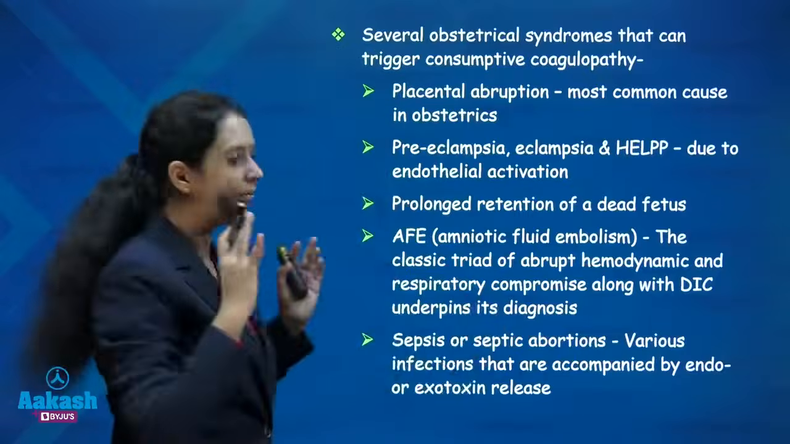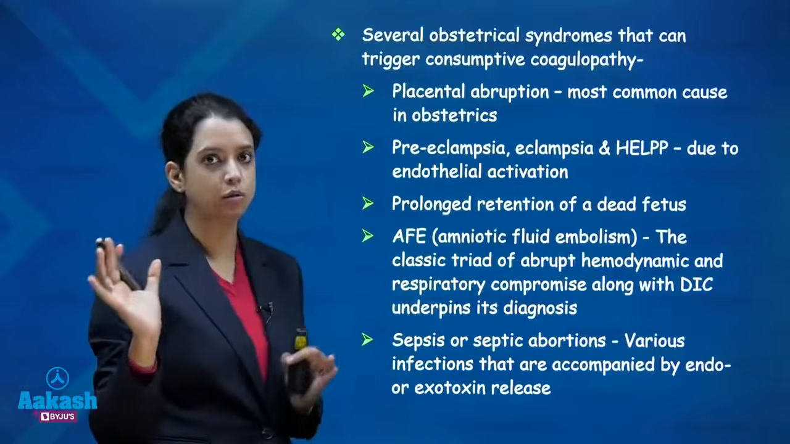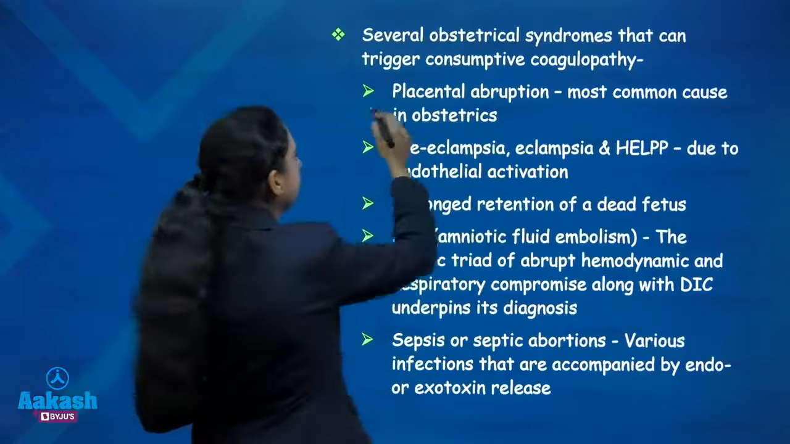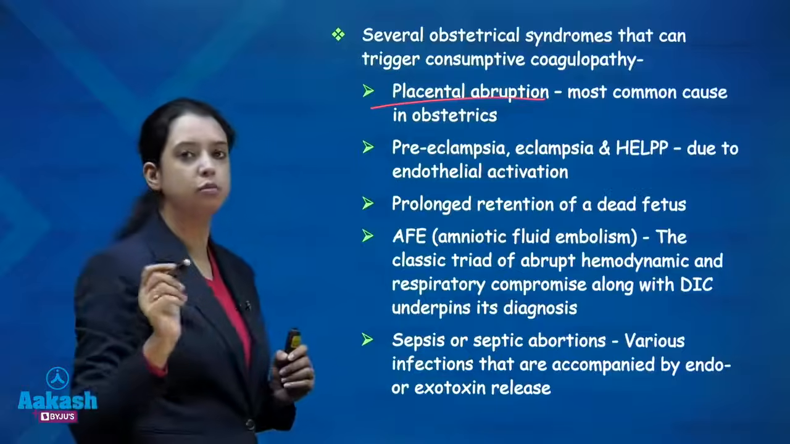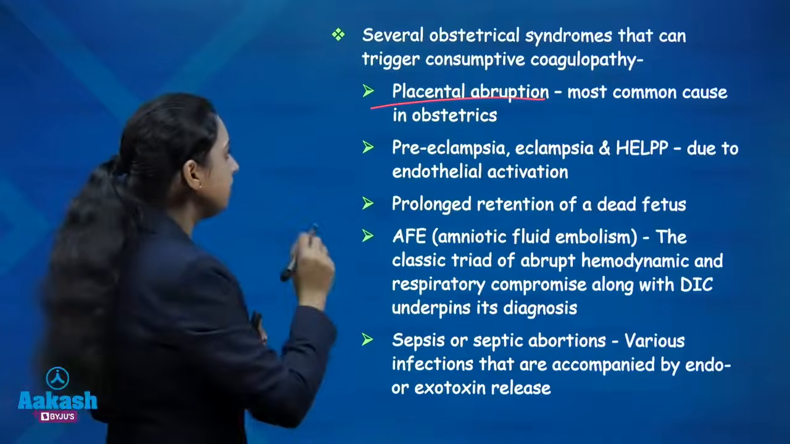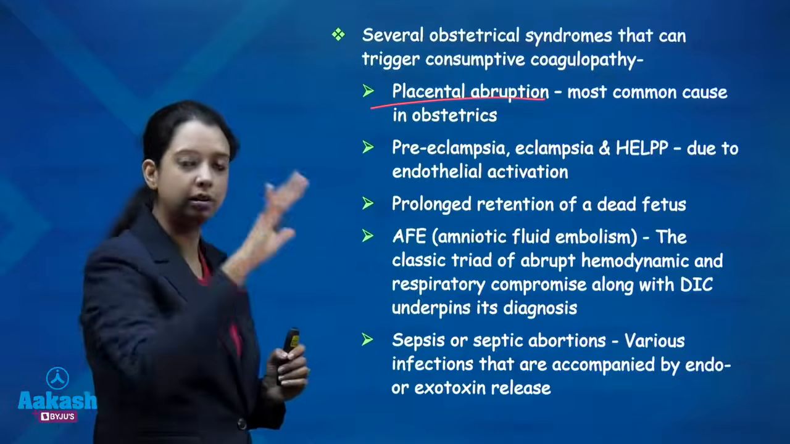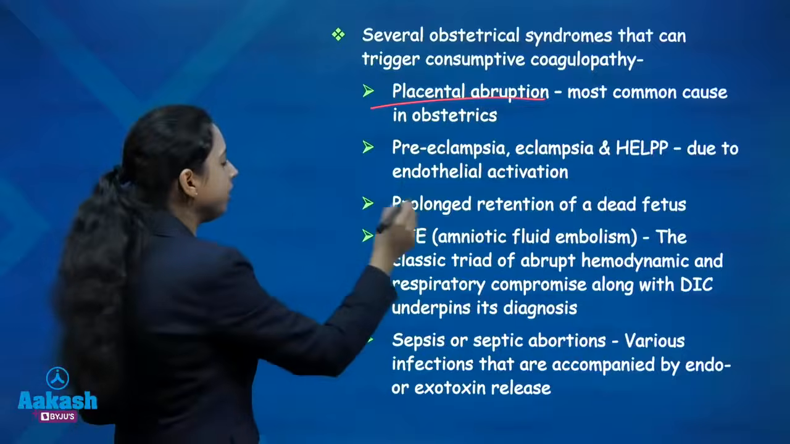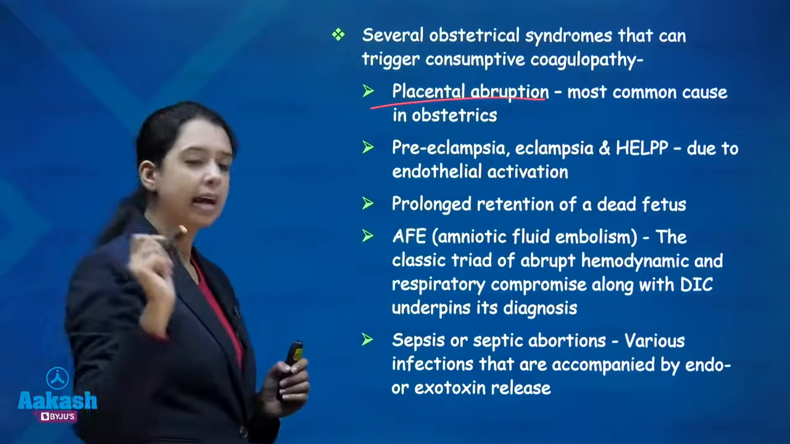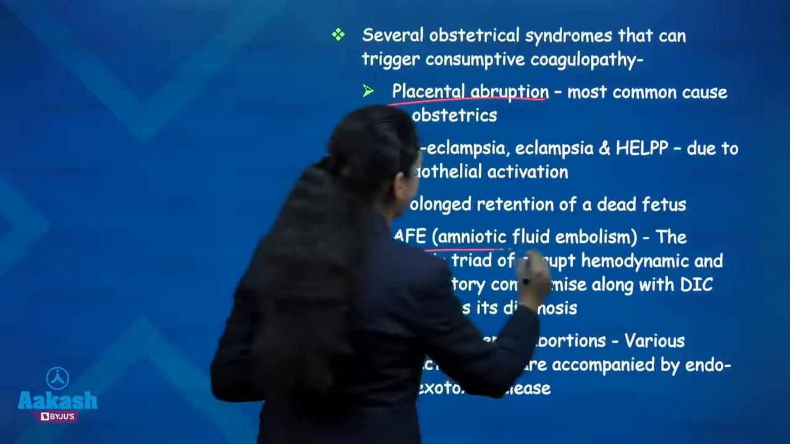So a lot of obstetrical factors can lead to DIC. The most common is placental abruption. So placental abruption is the most common cause of DIC. Then preeclampsia, eclampsia and HELLP due to endothelial activation. Then prolonged retention of dead fetus. Next is what was in our question, amniotic fluid embolism.